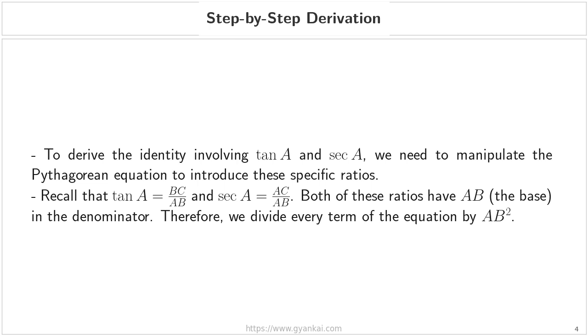Notice a common pattern here. Both of these ratios have the side AB, which is our base, in the denominator. So, to bring these ratios into our Pythagorean equation, we need to manipulate the terms so that AB appears in the denominator of each part. The most effective way to do this is to divide every single term in our equation by AB squared. Let's see how this looks in the next step.